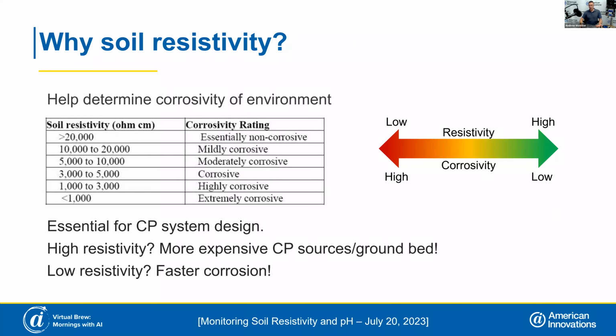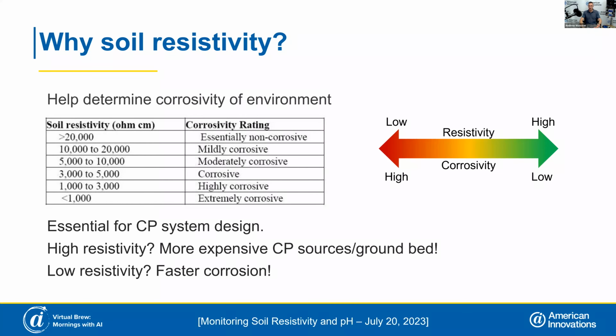So why is soil resistivity important? Soil resistivity is very influential on the corrosivity of an environment where a pipeline might be buried. In general, low resistivity corresponds to high corrosivity. I'll get that at least once during the virtual brew here. And high resistivity corresponds to low corrosivity. This is an essential measurement to take when a CP system is being designed, or if you're evaluating the long-term changes and progression of a CP system or the environment in which it's installed.